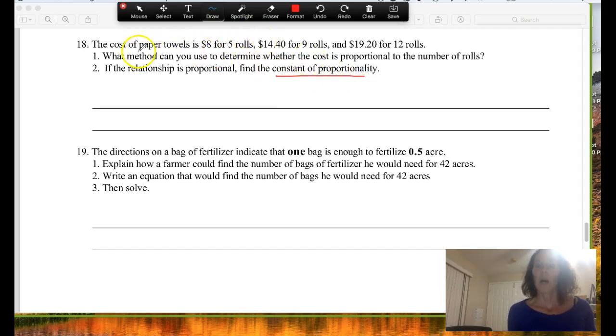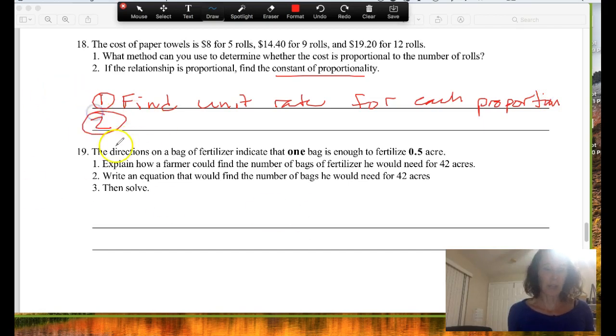Okay. What method can we use? Well, the method I can use is find the unit rate for each proportion. It's so hard to write with this, and I apologize for the really messy writing. Let's do it. Find the unit rate for each.